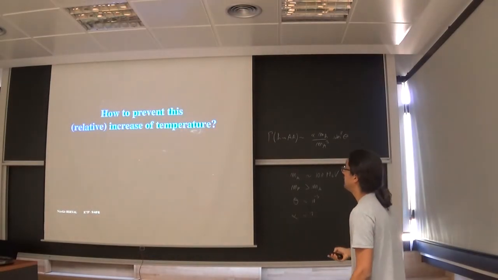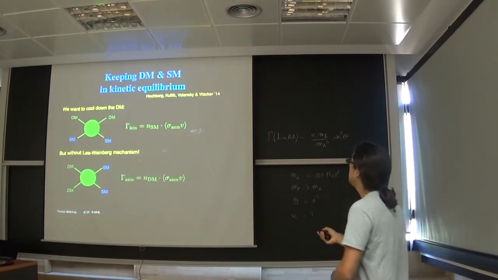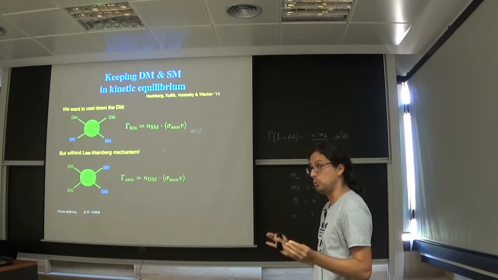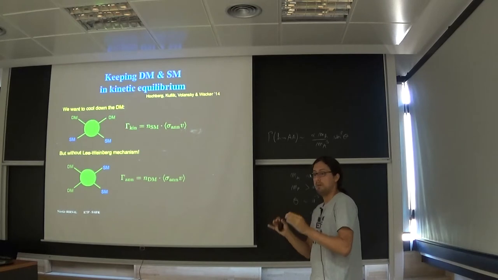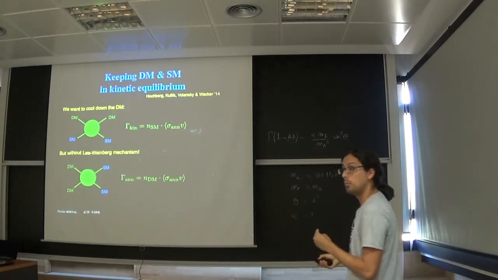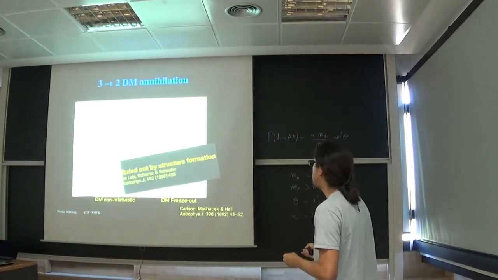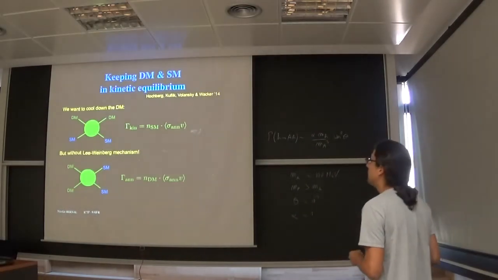Now, how to prevent this relative increase of temperature? So what these guys proposed last year is just to have kinetic equilibrium between these two sectors. And this, of course, will work, because kinetic equilibrium means that the two temperatures will be exactly the same. So if we impose a kinetic equilibrium, at least onto the epoch of the freeze-out, we force the two temperatures to be the same, so there will be no heat up.